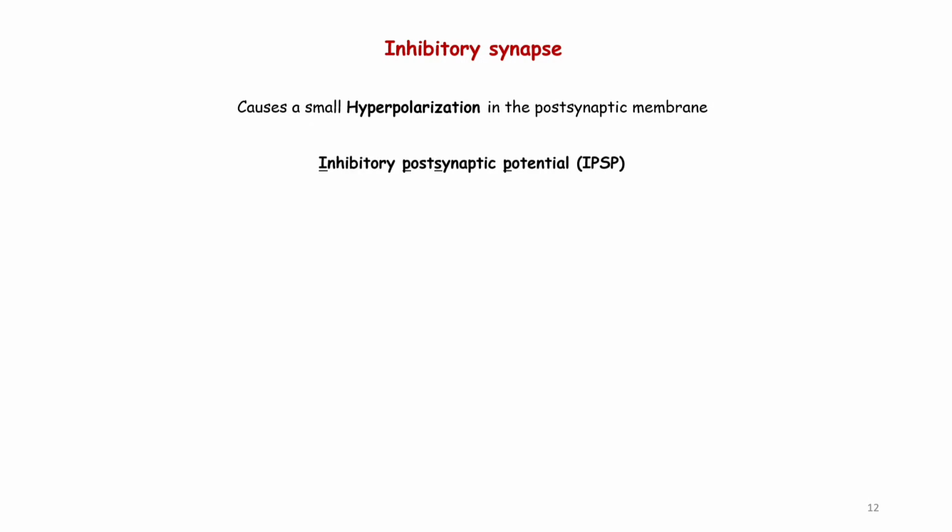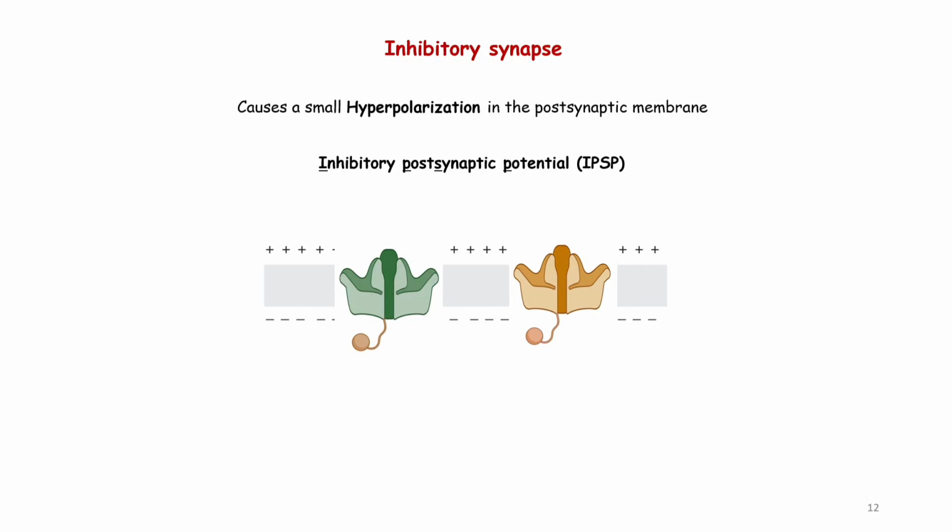When communication occurs through inhibitory synapses, it causes a small hyperpolarization in the postsynaptic membrane. Now, hyperpolarization means when the membrane potential becomes lower than the resting potential. And the resulting membrane potential change is called inhibitory postsynaptic potential or IPSP. And this hyperpolarization occurs due to the opening of voltage-gated potassium channels through which potassium comes out of the neuron and the opening of chloride channels through which chloride ions enter inside the neuron. Due to the movement of both these ions, the postsynaptic target cells become hyperpolarized, and that makes these postsynaptic target cells harder to depolarize.